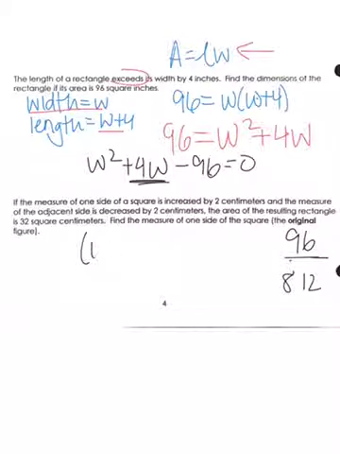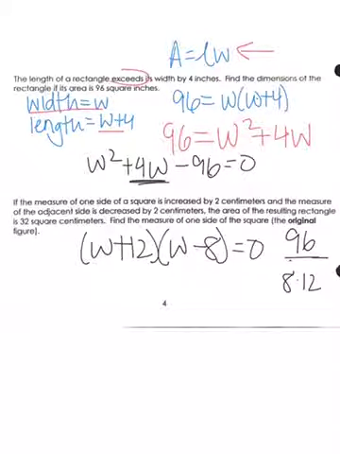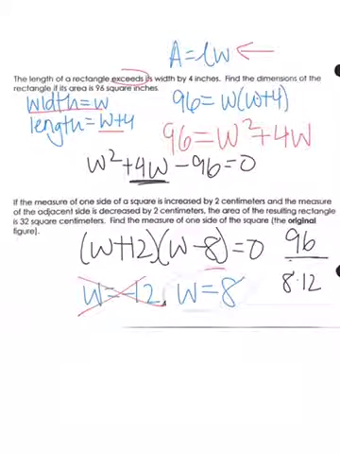So my two factors are W plus 12 and W minus 8. This is equal to 0. When I solve my mini equations, I come up with the width is equal to either negative 12 or the width is equal to 8. We can reject negative 12 because we can't have a negative measurement, and I know then that my width is going to be equal to 8 inches.